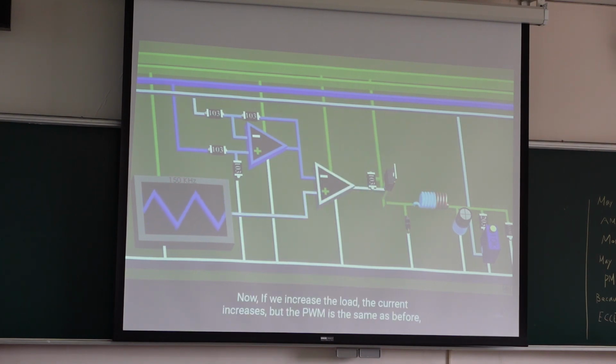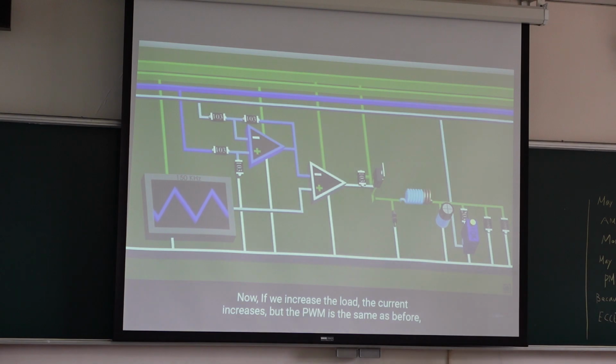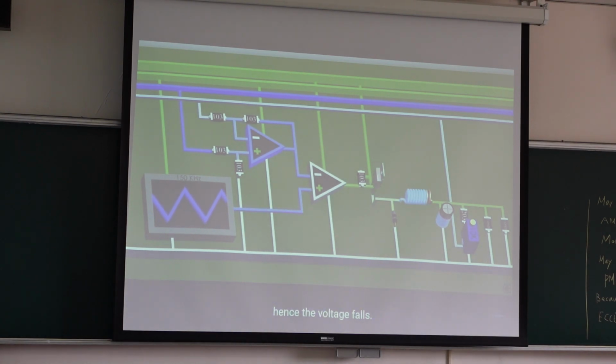Now, if we increase the load, the current increases, but the PWM is the same as before, hence the voltage falls. This causes the voltage at the reference to fall and thus increases the difference between this and reference at the differential amplifier. This increases the voltage at the output and then the duty cycle of PWM decreases from the comparator, thus increasing the on-time of the MOSFET and increasing the voltage at the load.